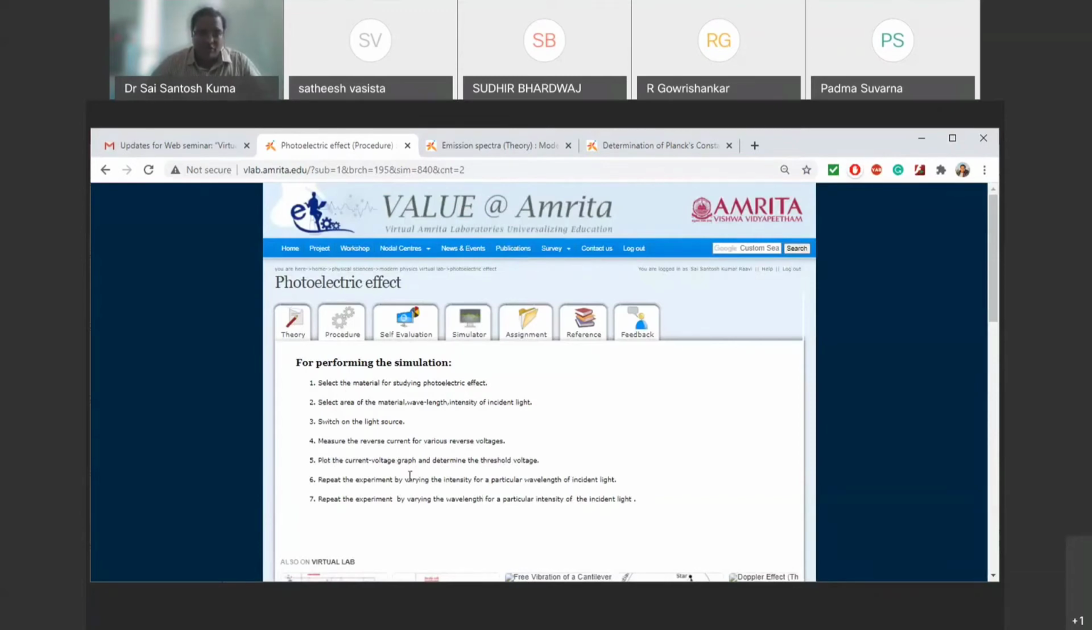So what we do is we do the experiment with various wavelengths to obtain the work function. This is what I wanted to do with this experiment.